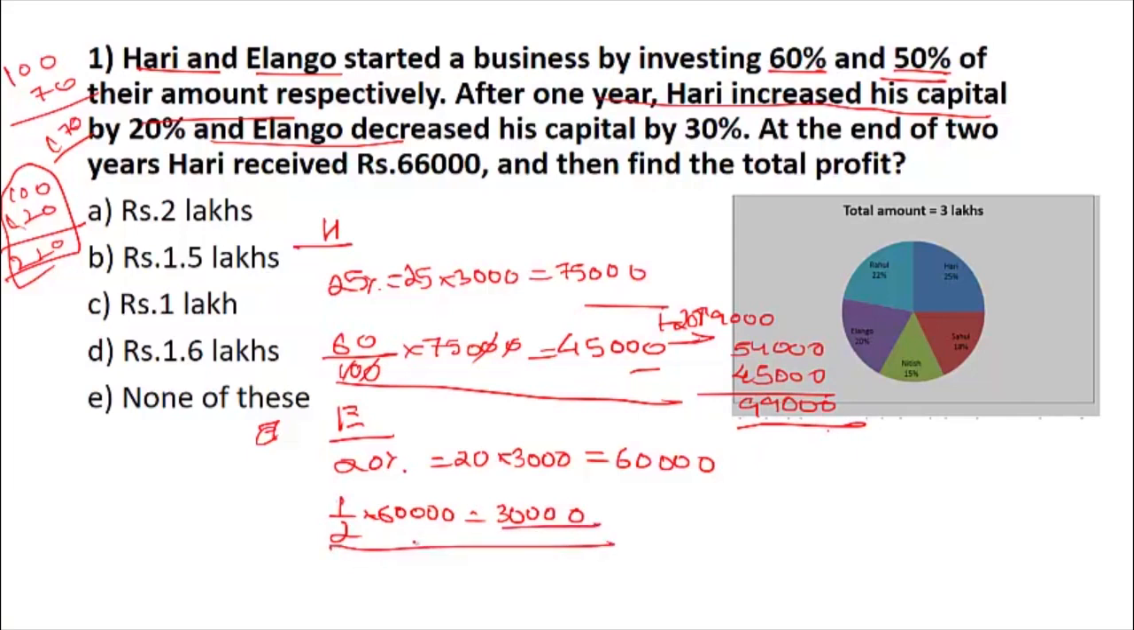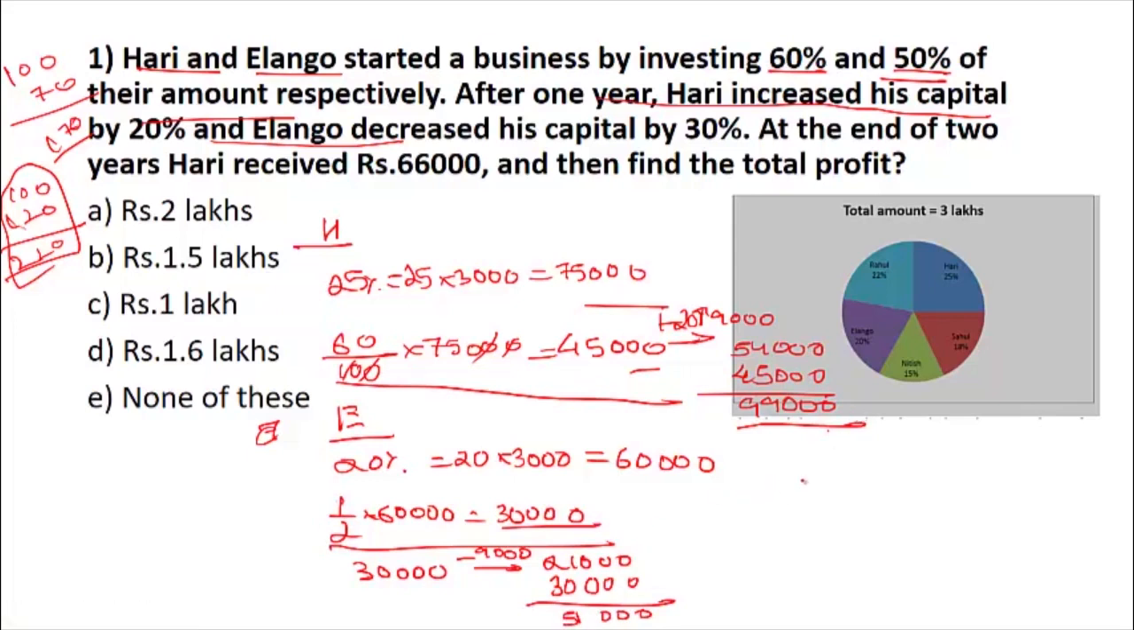So his investment is this much, 30,000. Now he has decreased his investment by 30%. So 10% is 3,000, 30% is 9,000. So he has decreased by 9,000. So that would be 21,000. And first year was 30,000. Okay, so if you add both of them, it would be 51,000.